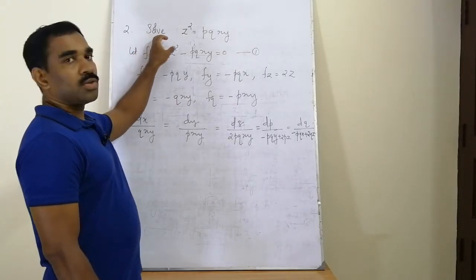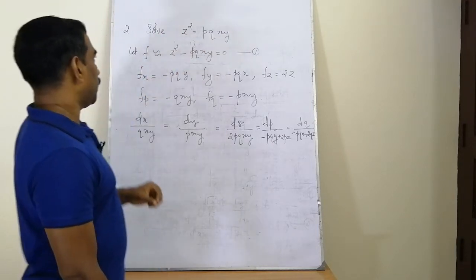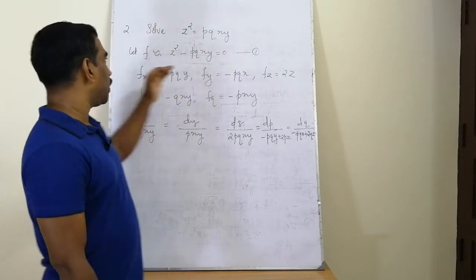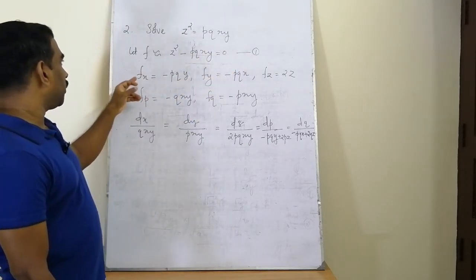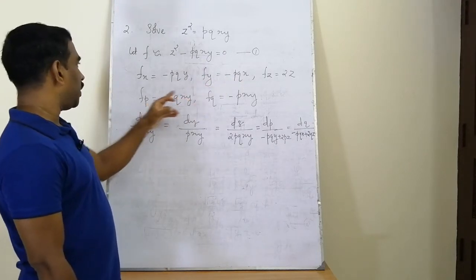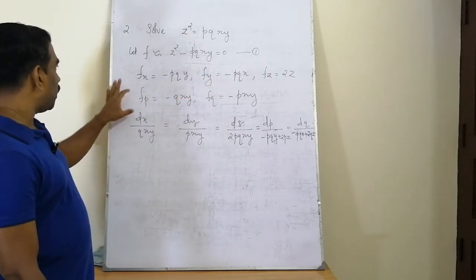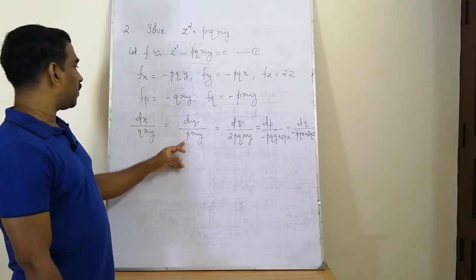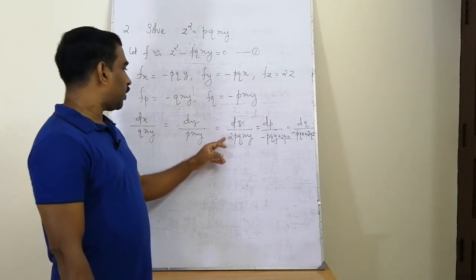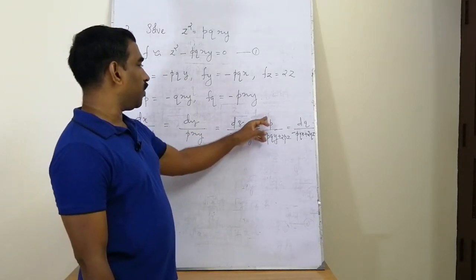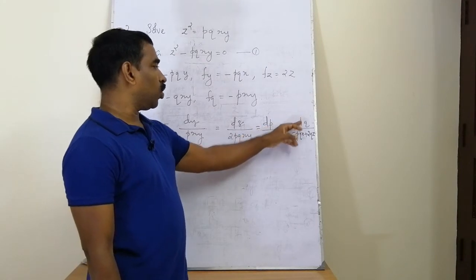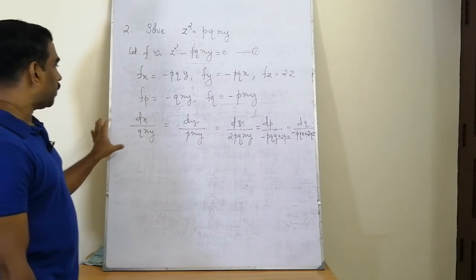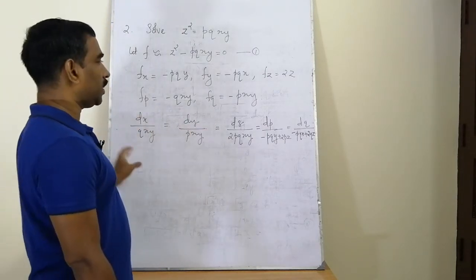Consider the second question. Solve z square equal to p q x y. As before we write this as z square minus p q x y equal to 0, equation number 1, and find all the first order partial derivatives fx, fy, fz, fp and fq, and substitute into the Charpit's subsidiary equation, that is dx by minus fp is equal to dy by minus fq is equal to dz by minus p fp minus q fq equal to dp by fx plus p fz equal to dq by fy plus q fz. In this problem also we cannot group any two ratios so that it results in a separable format.